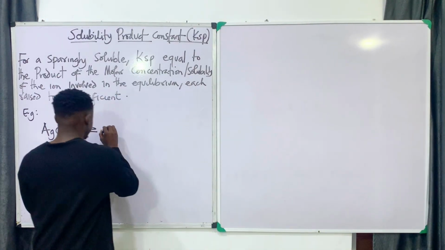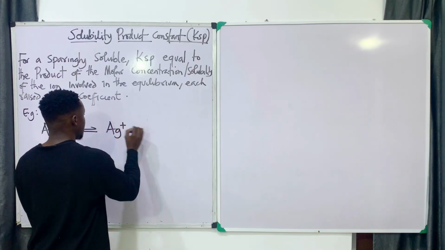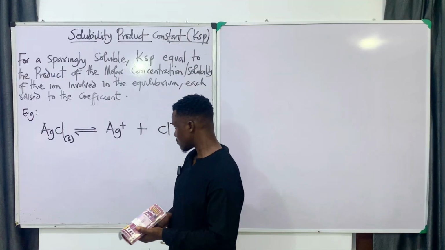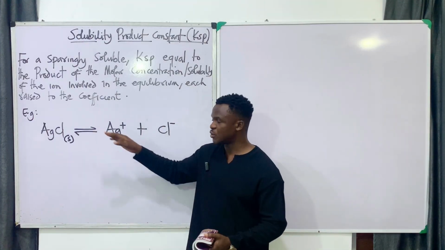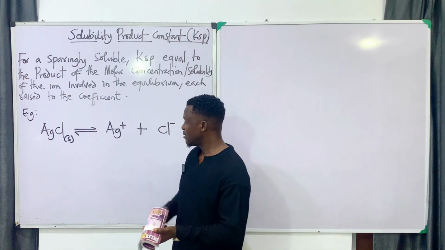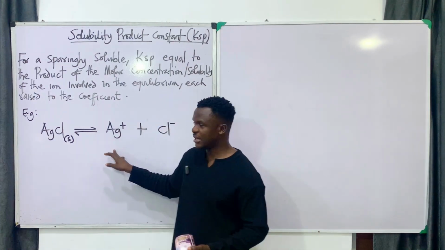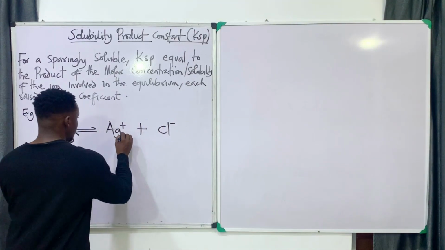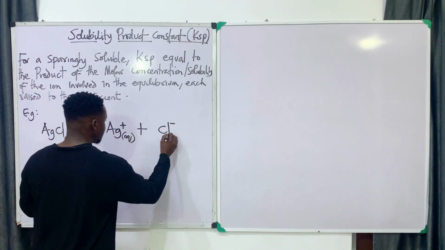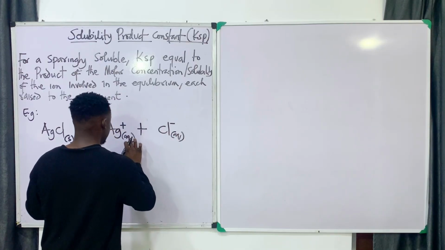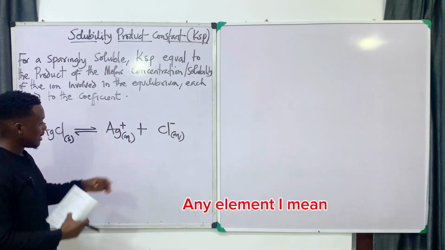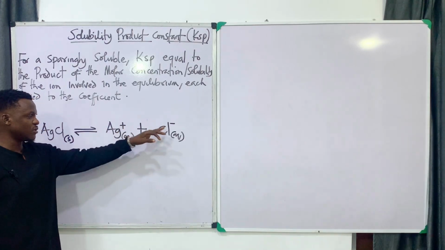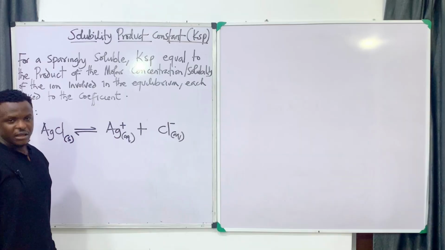So this becomes Ag plus and Cl minus. The next thing you're going to do is to check if the equation is balanced. Silver is 1 here, silver is 1, so it's balanced. Chlorine is 1, chlorine is 1, so this equation is balanced. So we'll now say these are aqueous. Please take note of that. Any substance that has a plus or a minus on top of it has to be aqueous because you can only have this plus when you're dissolved in water.